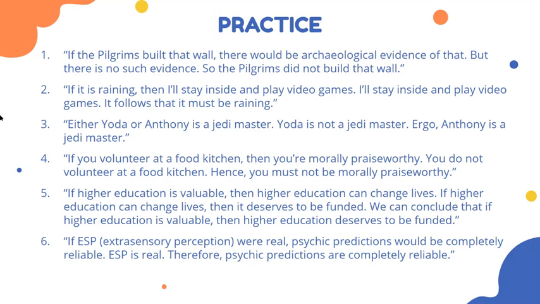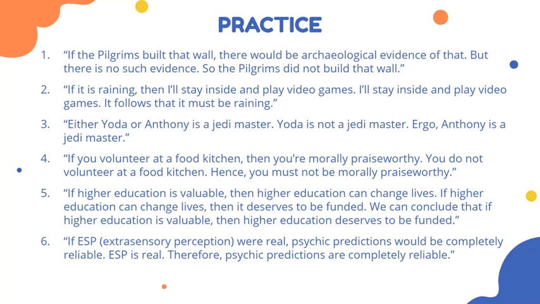Number 4, if you volunteer at a food kitchen, then you're morally praiseworthy. You do not volunteer at a food kitchen, hence you must not be morally praiseworthy. This is denying the antecedent. This is invalid reasoning, right? You can still be a morally praiseworthy person if you don't volunteer at a food kitchen, right? And so this example really illustrates invalid deductive argumentation.